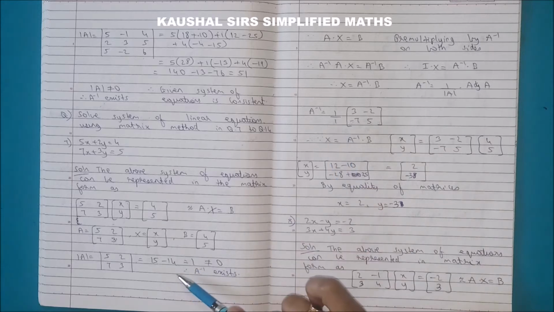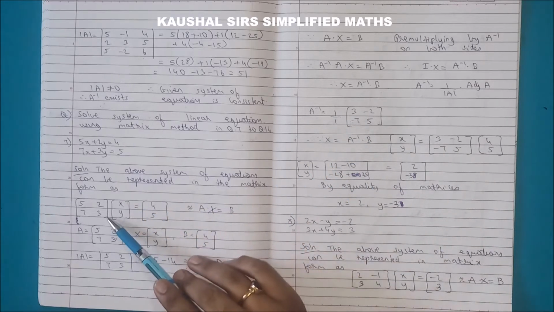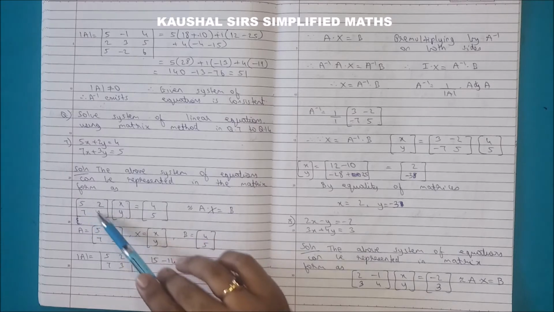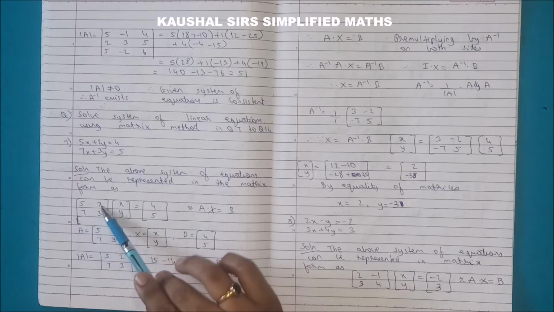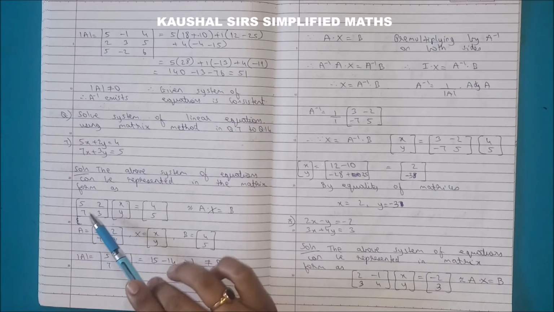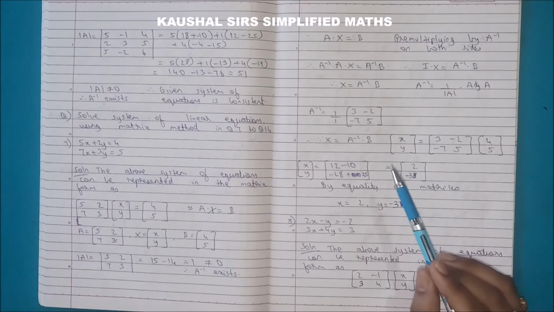So determinant of A we have already got 1, and adjoint of A, students, do you remember how we find it for a 2 by 2 matrix? We interchange the principal diagonal elements. So here 3 will come, here 5 will come, and change the sign of the secondary diagonal elements. So here this will become -2 and this will become -7. Okay, so this is how you obtain adjoint of A.